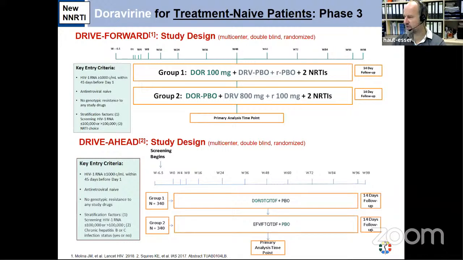The same design was conceived for the comparator efavirenz. There, 2 single tablet regimens were compared with each other, also a multi-center double-blind randomized trial. And here, Doravirine combined with 3TC and TDF plus placebo was compared to efavirenz, 3TC, and TDF plus placebo in this prospective trial.